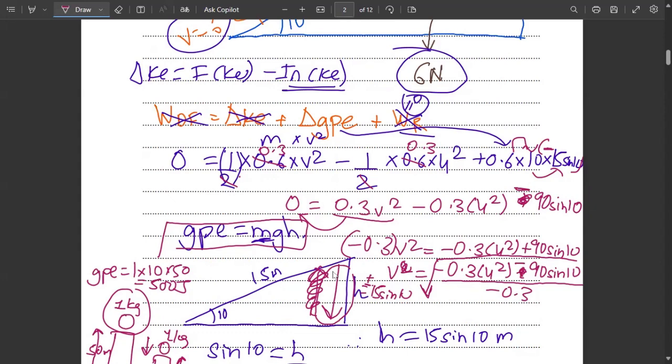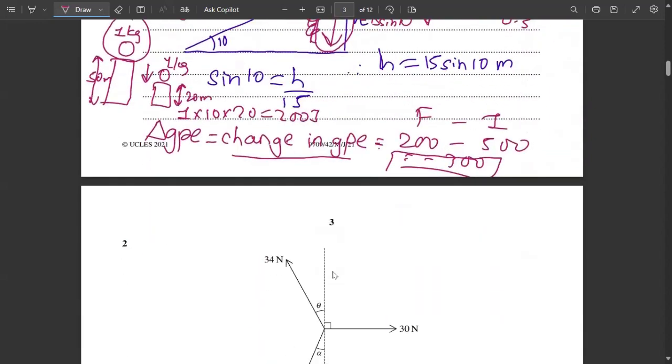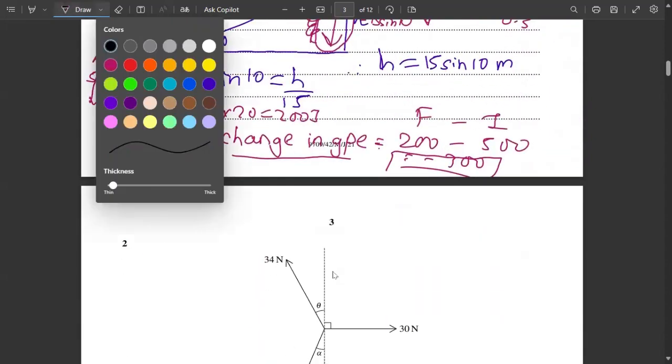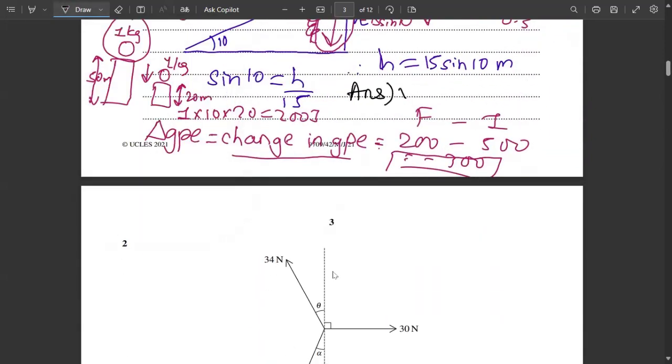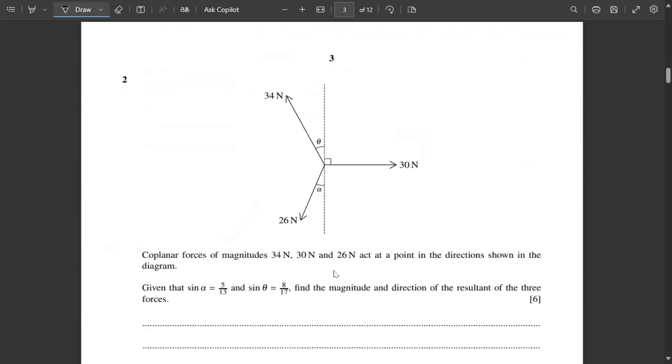Now again putting this in the calculator, the answer I'm getting is 8.25. So the final answer, the velocity is 8.25 meter per second. Let's move to the second question.